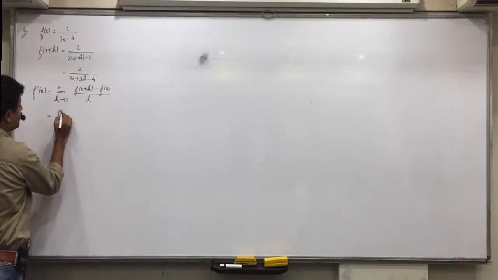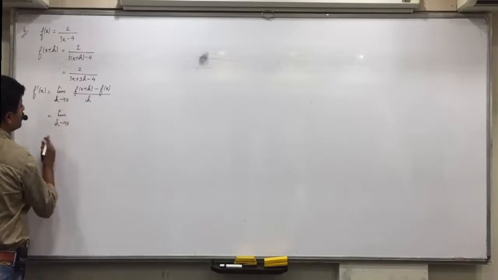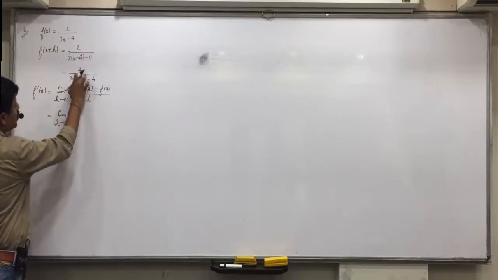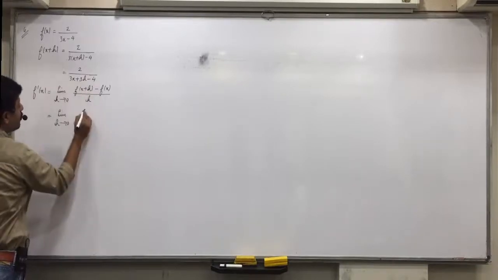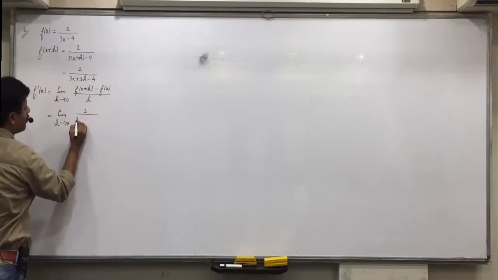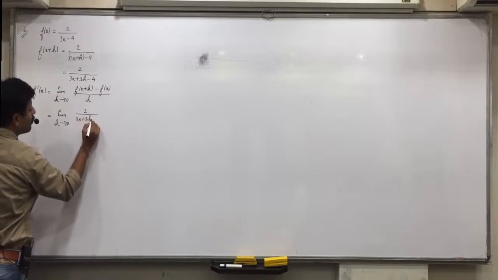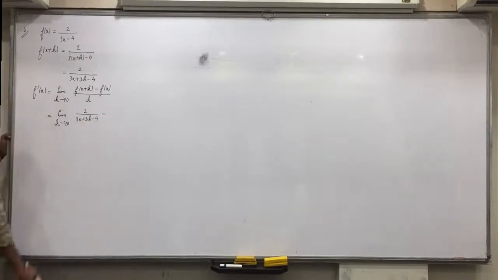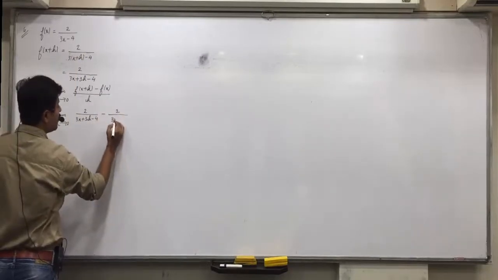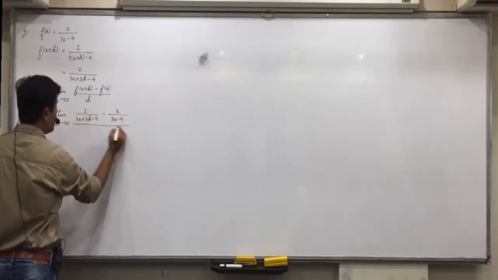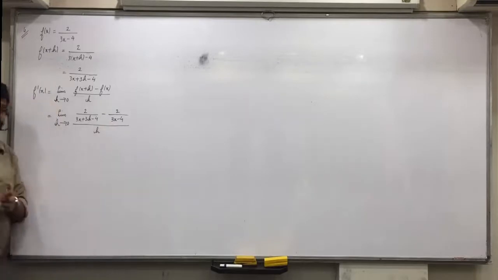Further, f(x plus h) is 2 upon 3x plus 3h minus 4, minus f(x), which is 2 upon 3x minus 4, upon h. Is everyone clear with this? Yes. Pooja, next.